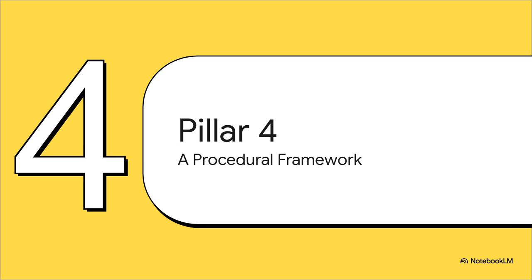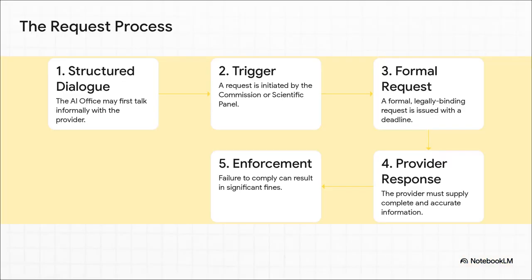Okay, so we know who's responsible. Now, how does this process actually play out in the real world? This brings us to our fourth and final pillar, the practical, step-by-step framework. It's not just some demand that comes out of the blue. There's a clear process. It usually starts with something called a structured dialogue, basically an informal chat to try and clear things up. If that doesn't work, then a formal request can be triggered, either by the Commission or by its team of experts. That's when a legally binding request goes out with a clear deadline.